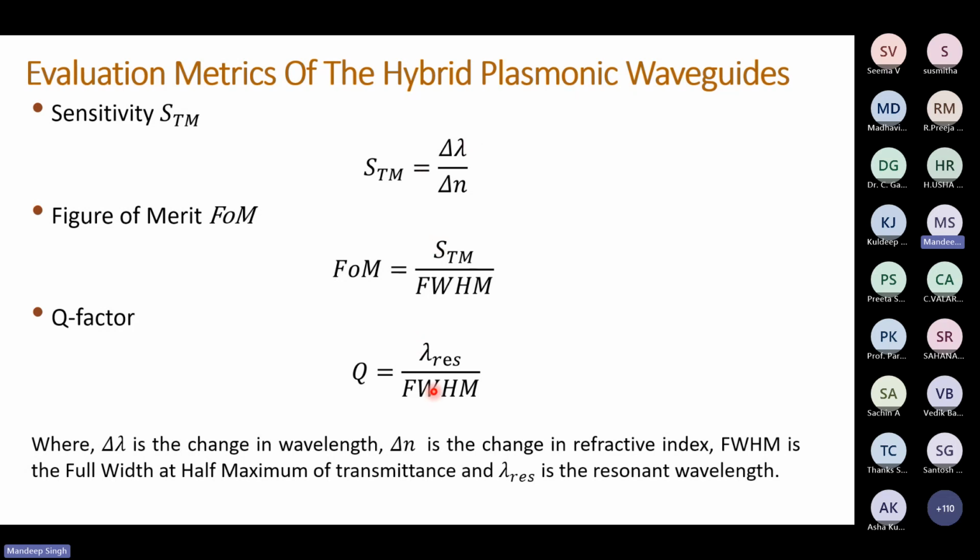So next, if you see, same parameters we have calculated. One additional parameter, the Q factor, we have reported in this paper. So sensitivity, same relation, that is change in wavelength over change in refractive index, and then figure of merit is the ratio of sensitivity to full width half maximum. And here the additional parameter Q factor we have reported. It is the resonance wavelength divided by the full width half maximum. Okay, so that we have used and calculated for our design.